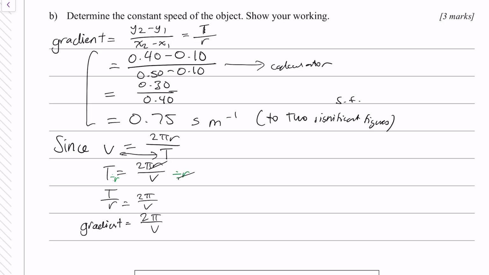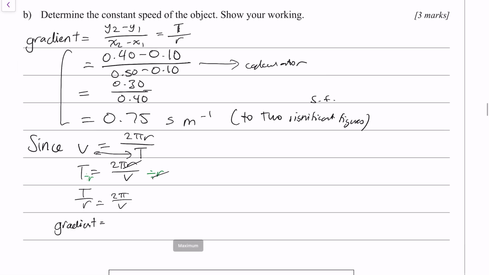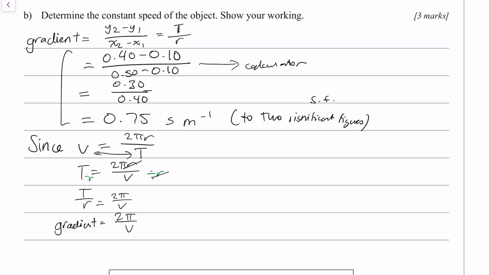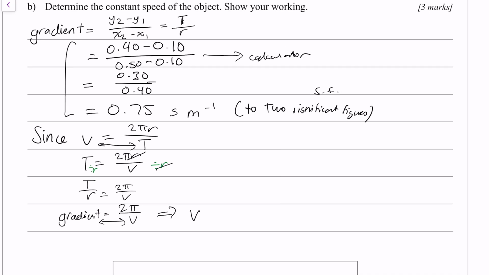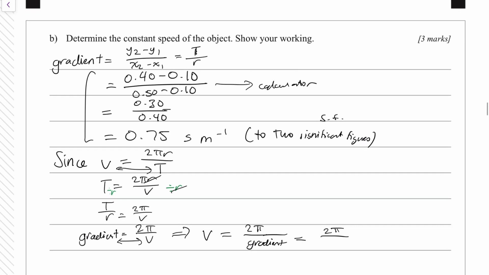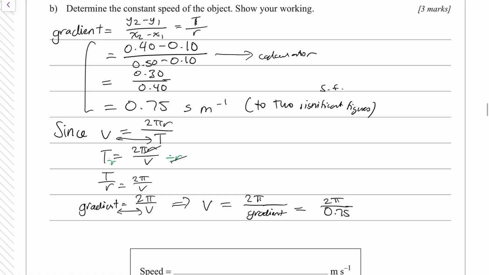Okay, and so from that, I can just rearrange my formula now to find V, which is this constant speed of the object, right? So that implies that V, so again, doing that trick where I'm swapping these two variables around on the bottom of the denominator, V equals 2 pi over gradient. Okay, and therefore 2 pi over, and what was my gradient? It was 0.75. My 2 pi over the 0.75 will give me an answer of 8.38 meters per second.